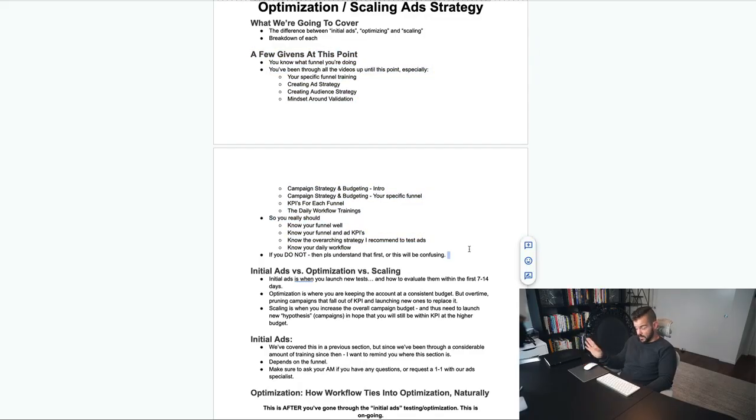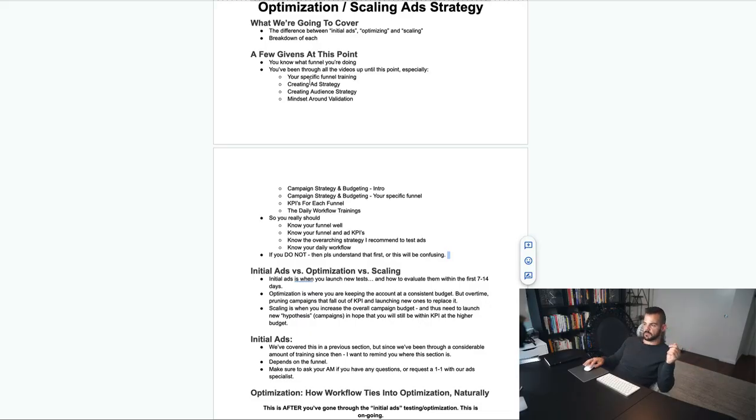So a few givens at this point. Unless you're just kind of rolling into this training, you already have a bunch of stuff running and you're pretty advanced. Like at this point, you should know what funnel you're doing, right? I've been through all of those videos about how to do the funnel in the lead generation section of the training, okay? Then you should have really been through all of the videos in this training up into this point. Otherwise, like, this is not gonna make any sense.